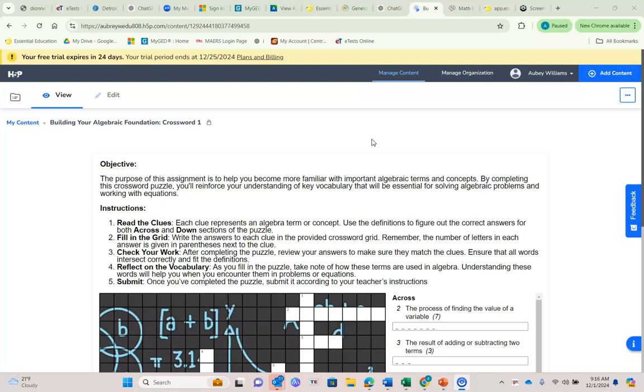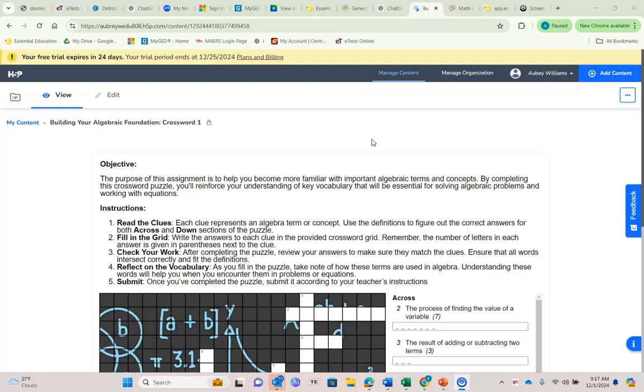So, what I did was, using H5P, I took one of the lessons, which I saw was a crossword, and I thought that this would be an interesting asynchronous activity that students can work on their own. The purpose of this assignment was to help students become more familiar with important algebraic terms and concepts. By completing this crossword puzzle, you'll be able to reinforce your understanding of key vocabulary terms that will be essential for solving algebraic problems and working with equations.